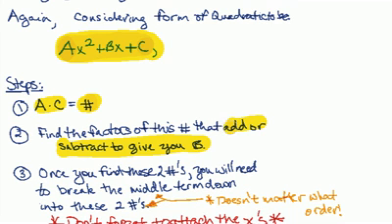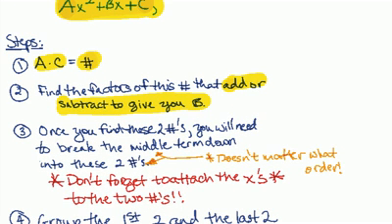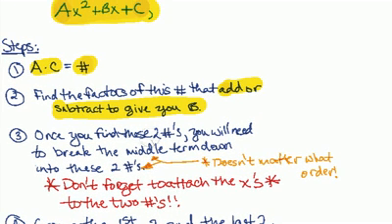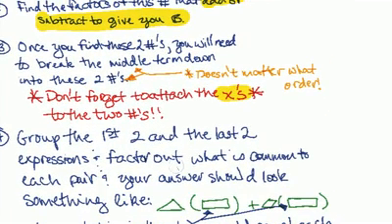Once you find these two numbers, then what you do is you break that middle b term down into those two numbers. So don't forget to attach the x's. A lot of people forget the x's and wonder why it's not working out and stuff's not common. What you're going to do is you're going to group the first two together and the second two together and look for something common to each of these expressions, each pair.